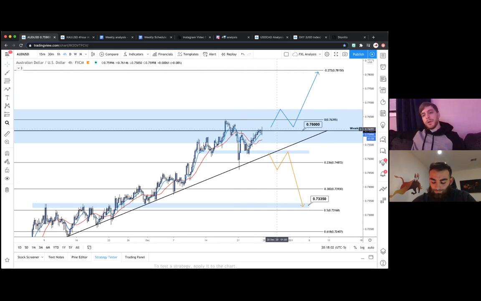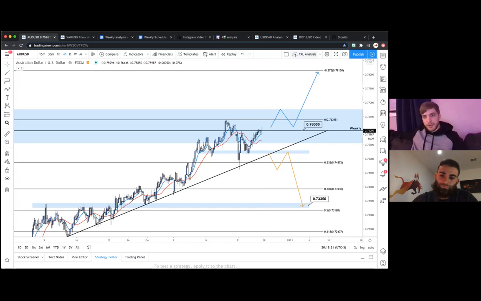This is what we always want to play it safe when we're around a level of key support or resistance, right? Because it could go either way. We can get a massive rejection or we can get a break through it. So just wait for price action to do its thing. We're just going to follow the market. We don't have a crystal ball. We're not going to try and predict it. All right.